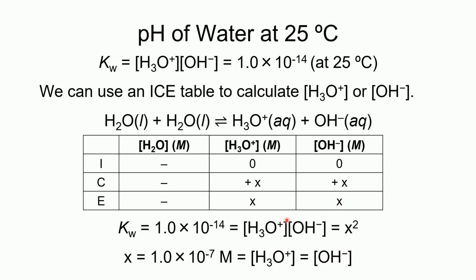If you were to take the negative log of this, we already did this one a minute ago. If you take the negative log of that, you will get the pH, and the pH will come out to 7.0. So you want to get good at calculating pH, and we're going to do lots and lots of examples here in just a few minutes.